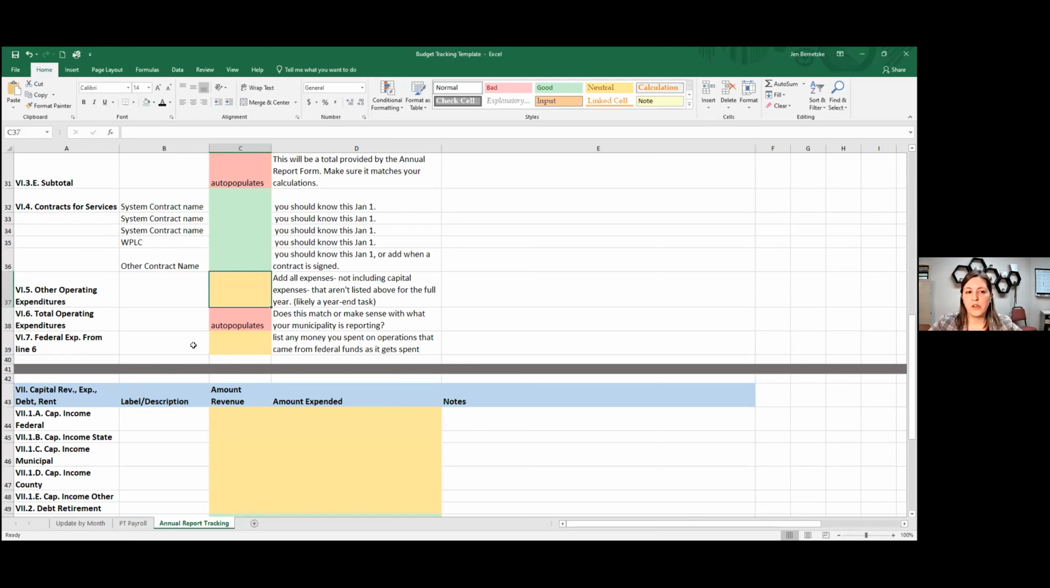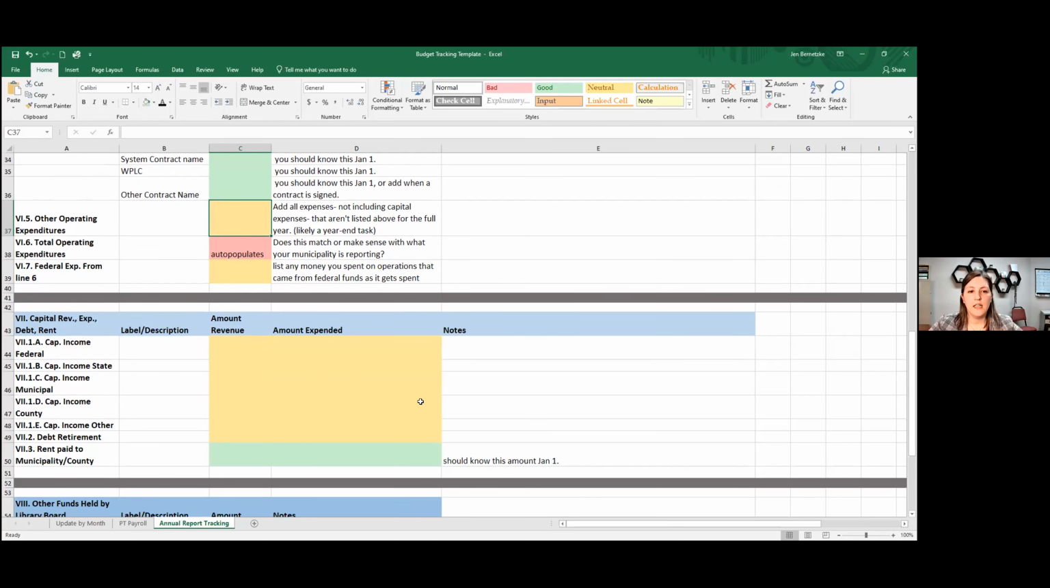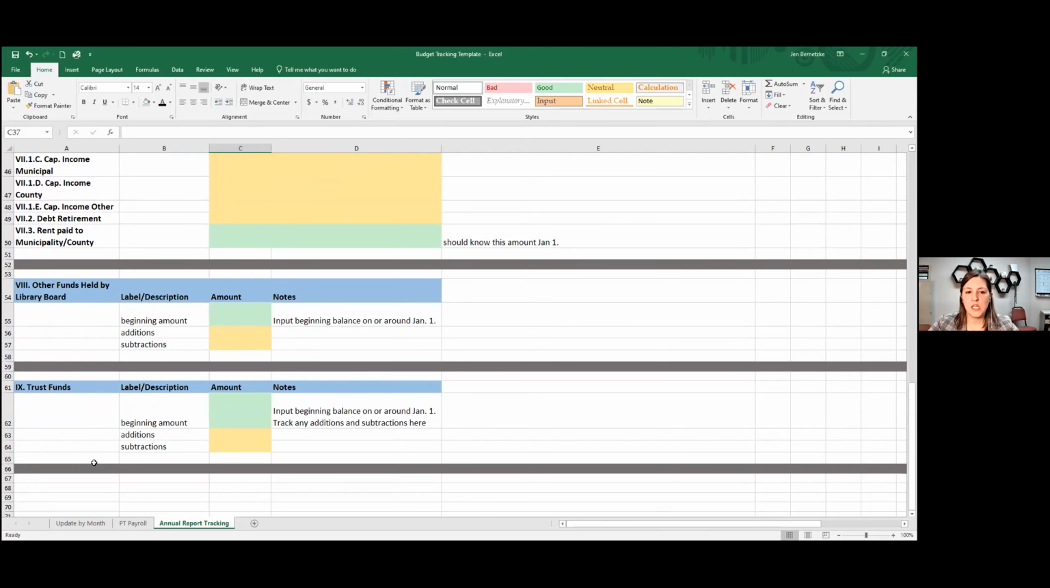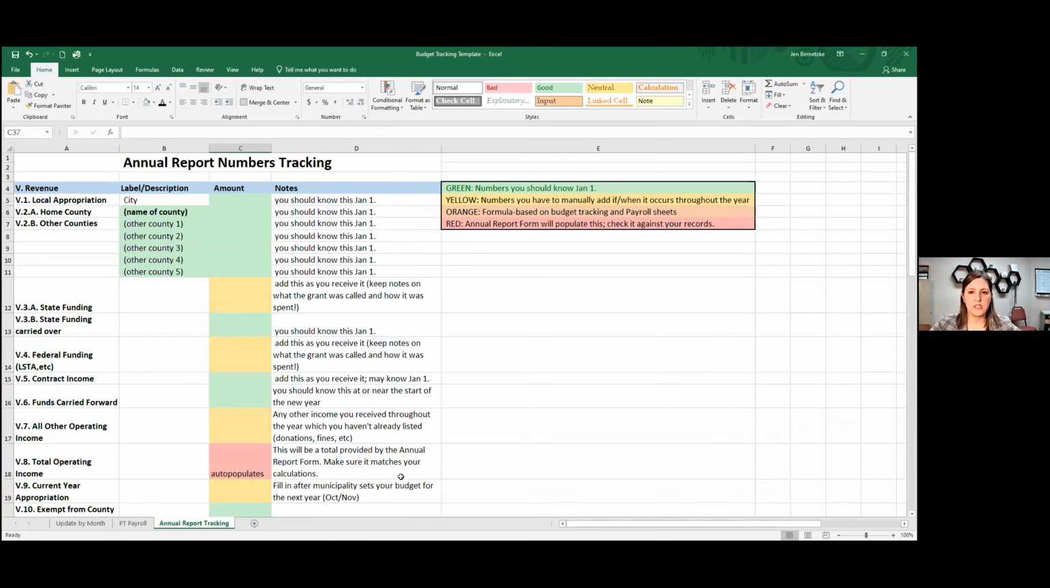And then here it just asks for federal expenditures. So if you get an LSTA grant or if you benefit from one, as soon as you get that funding, just stick it in there. As soon as you spend it, stick it in here. Same goes for any capital expenses. This is just the capital expenditures and other funds and trust funds. By doing it as you go, it's going to really reduce the burden of trying to figure out all of those things from the entire year. So that is all I have for this spreadsheet.